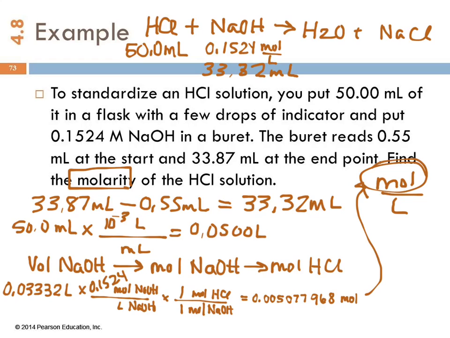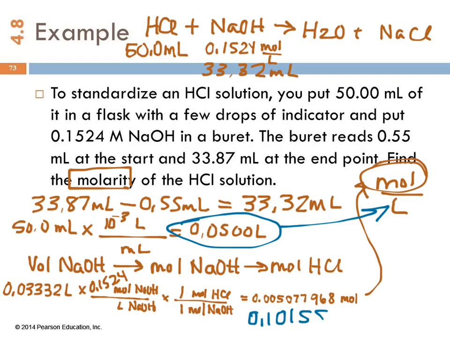What's the volume? Let's use a different color. This is the volume. That's down here. I'm going to take this number that's still in my calculator and divide by 0.0500. And I'm going to come up with, calculator says, 0.010155936 moles per liter. How many sig figs should that have? 4, 2, no, 3, 4. 3.